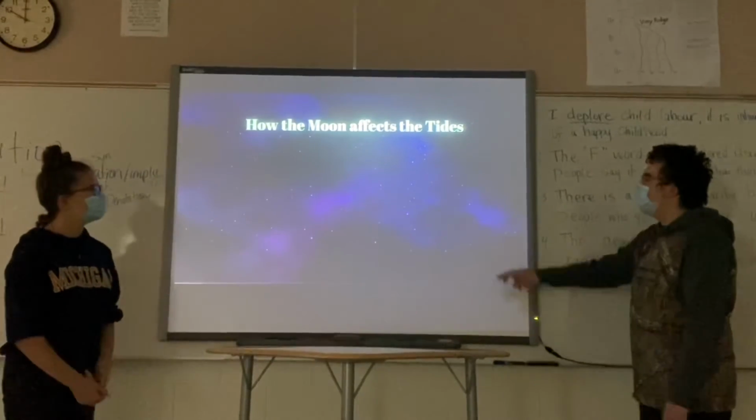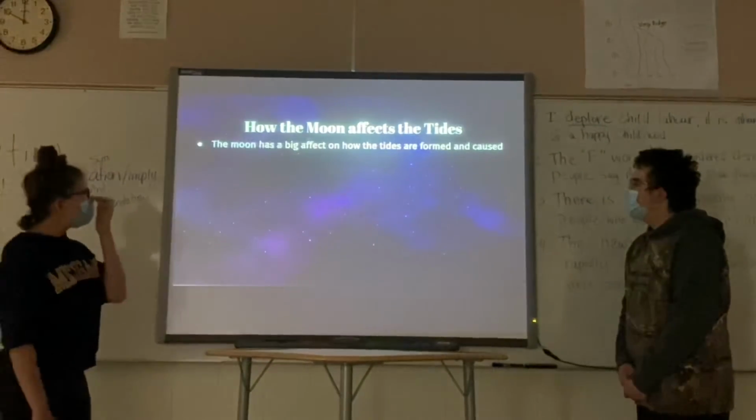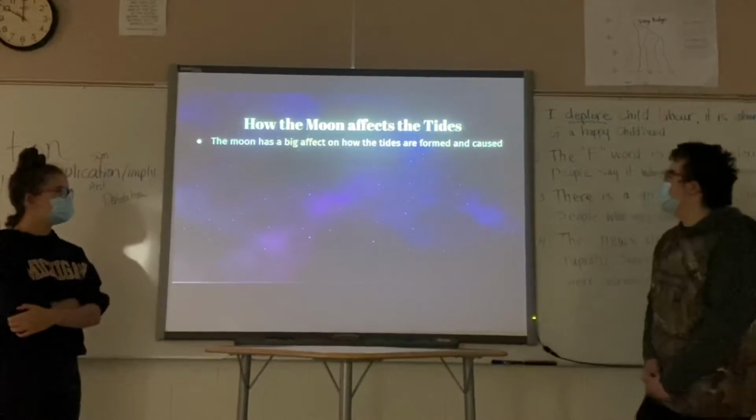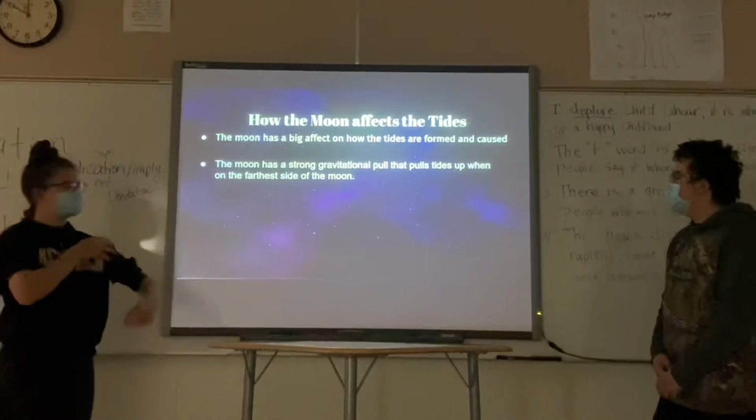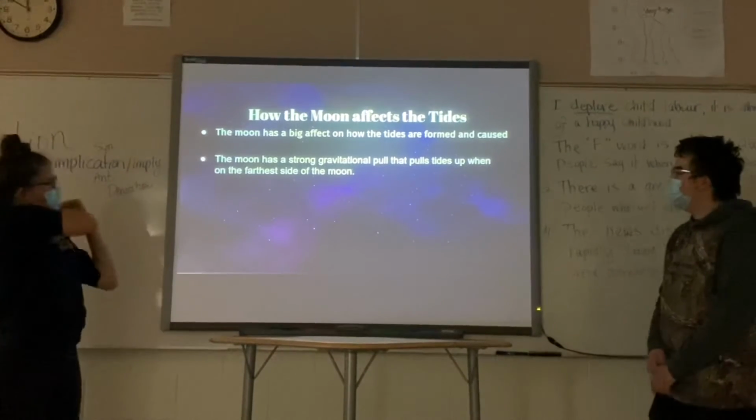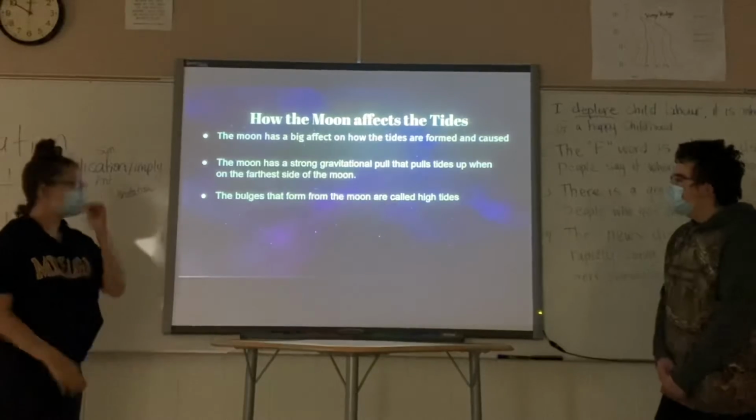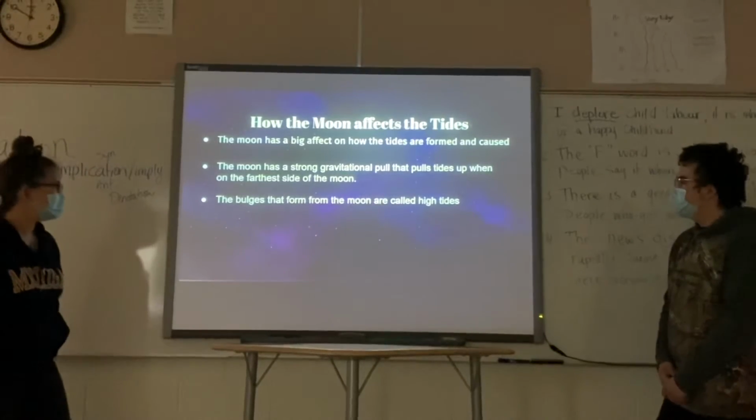How the moon affects the tides. The moon has a big effect on how the tides are formed and caused. The moon has a strong gravitational pull that pulls tides up on the side closest to the moon and the farthest side. The bulges that form from the moon are called high tides.